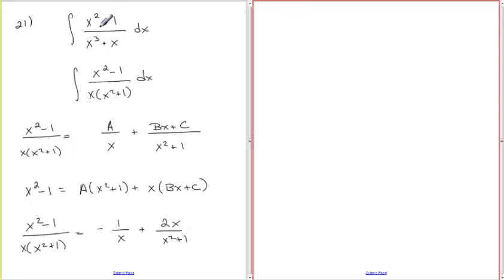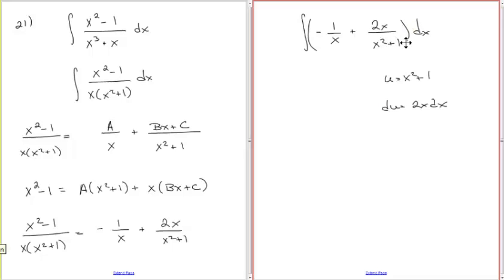So instead of integrating this expression, which we don't know what to do about, we end up integrating negative 1 over x plus 2x over x squared plus 1, this whole thing times dx. Well, the second part we're going to use u substitution, so let's just do that. u is equal to the denominator, which is x squared plus 1. Therefore, du is equal to 2x dx. So 2x dx is du.